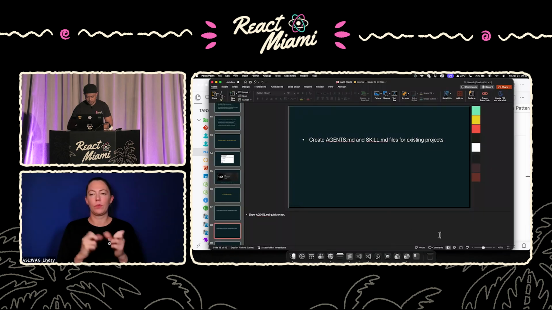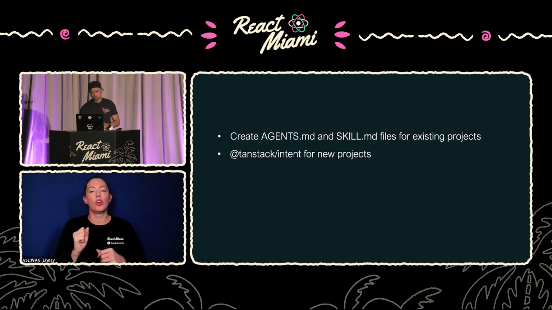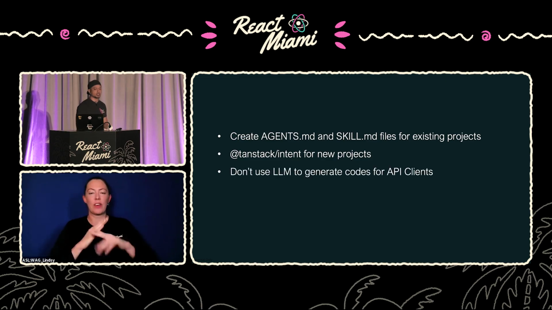Now let's go back here. What else? TanStack Intent for new projects. TanStack Intent is a CLI for shipping and consuming agent skills as package artifacts. It is embedded inside node_modules, which provides version alignment, staleness prevention, automatic discovery, and more. And don't use an LLM to generate code for API clients. Coding models' responses are not consistent. You will burn a lot of tokens, and it's slow. So it doesn't make sense to use an LLM. Right tool for the right job.